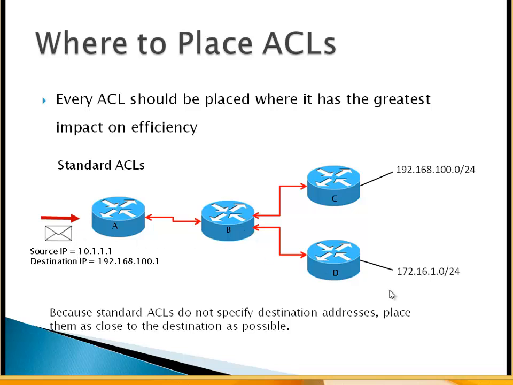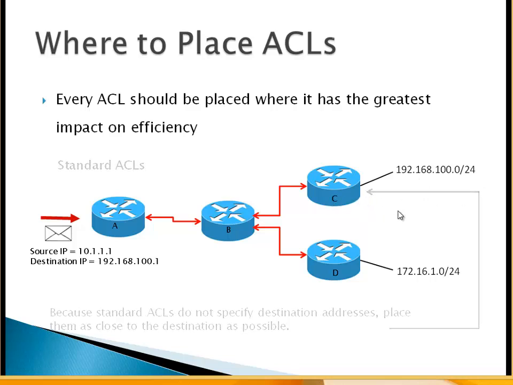But maybe the destination was here, and the packet was meant to go here. So you just blocked the wrong packet. Because it looks at the source, you have to put it as close to the destination, which in this case is here. That's closest to the destination.